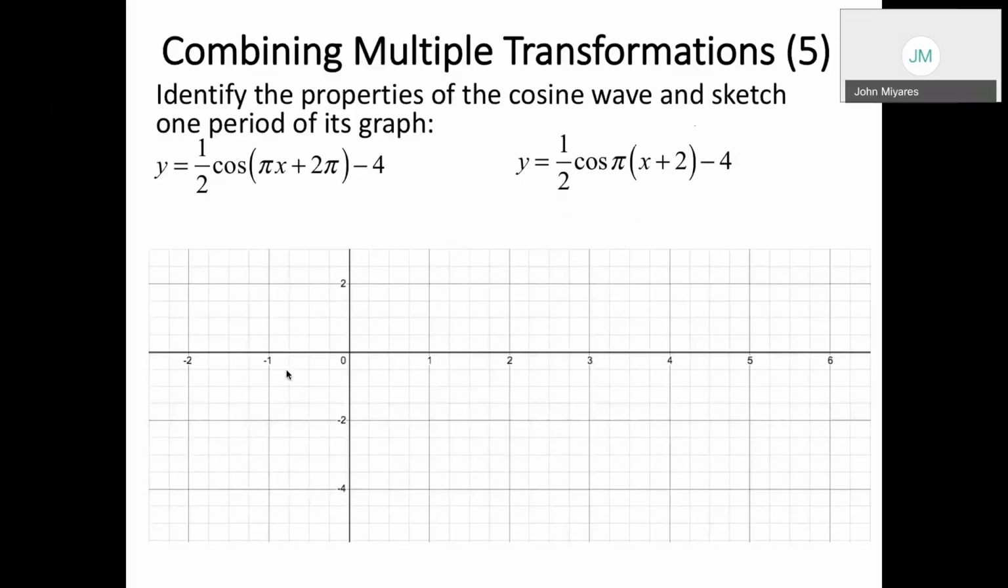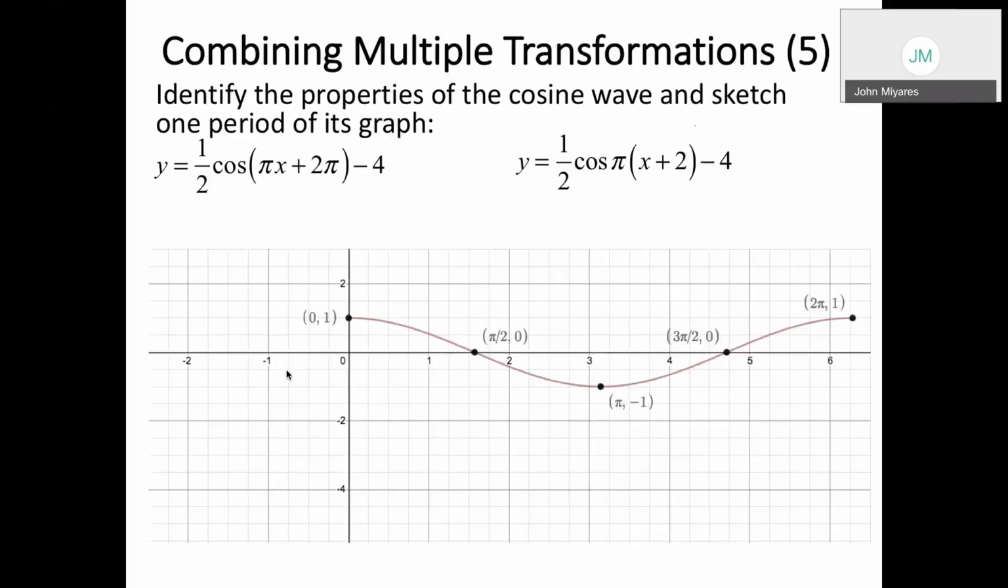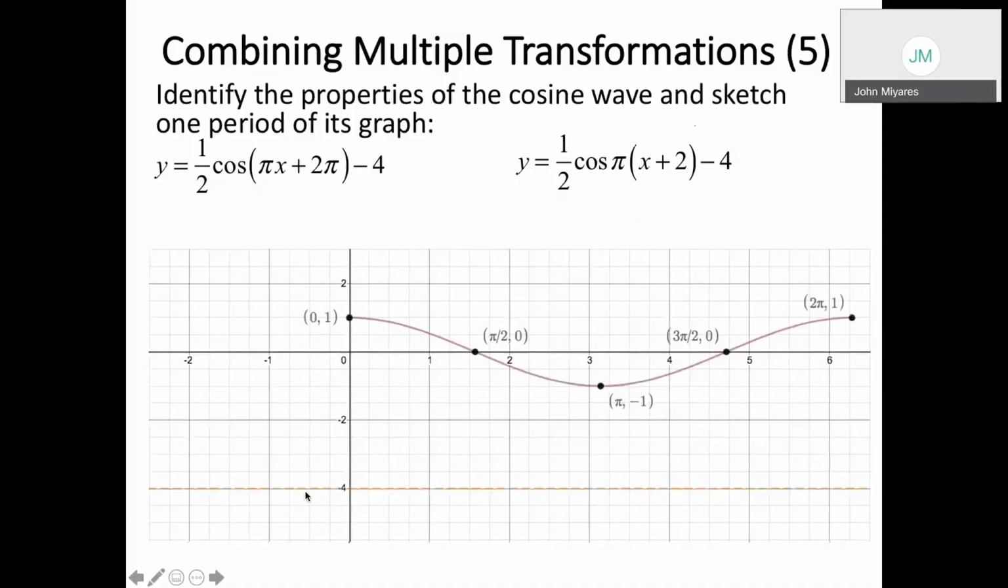So let's set up our graph. Here again is the basic shape of the cosine wave from 0 to 2 pi with the key points labeled at the quadrantal angles so we can use them for reference. The axis of oscillation of the graph I want to sketch will be at -4. So let's graph that down here with an orange dash line.